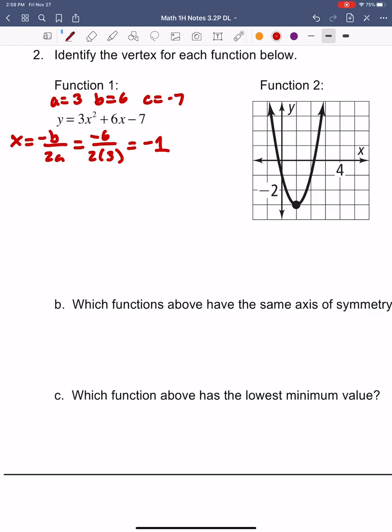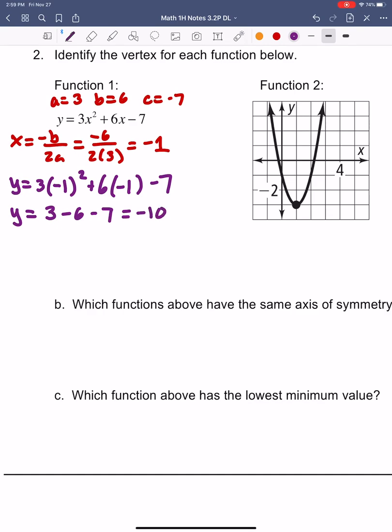And so that's the first part of the vertex, also known as the axis of symmetry. I'm going to take that number and plug it in for x in my equation, and that'll allow me to find the y-coordinate. So I get y equals 3 times negative 1 squared plus 6 times negative 1 minus 7. And we'll evaluate here. y equals 3 minus 6 minus 7, and that's going to give me a grand total of negative 10. And so my vertex for this point is going to be: the x-coordinate is negative 1, the y-coordinate is negative 10.